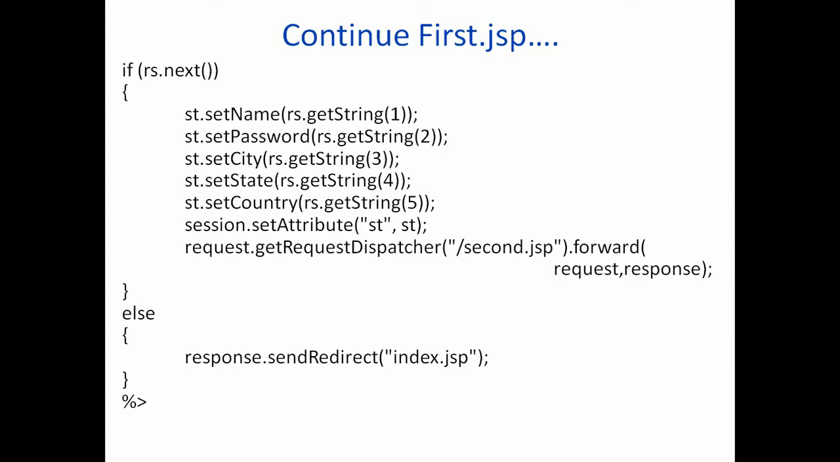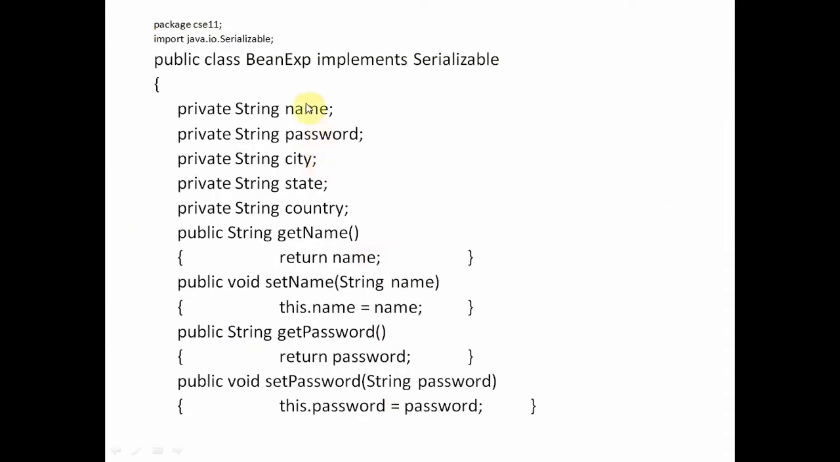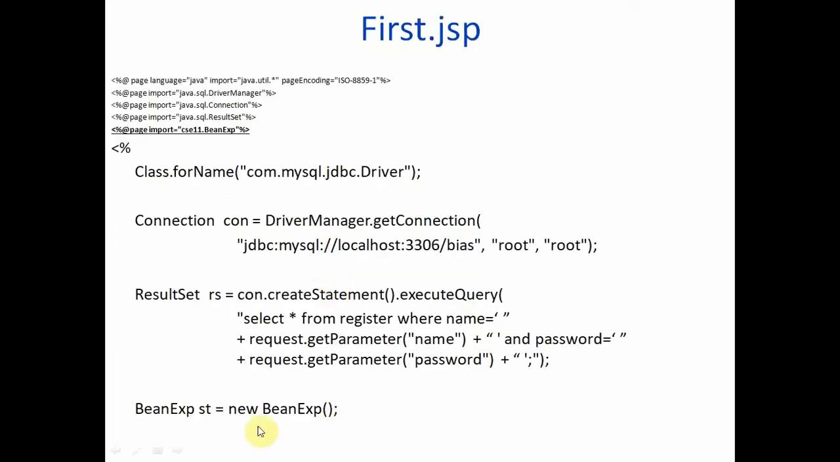तो इसका मतलब क्या है कि this register table will return, register table ने क्या return किया होगा ये समझ लीजिए, name, password, city, state, country, ये पांच variable return किए होंगे name ने, तभी हम यहाँ पे bean example यूज कर रहे हैं. तो ये आपको आइडिया लेना है यहाँ पे.